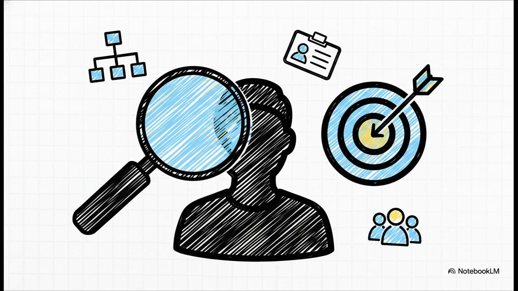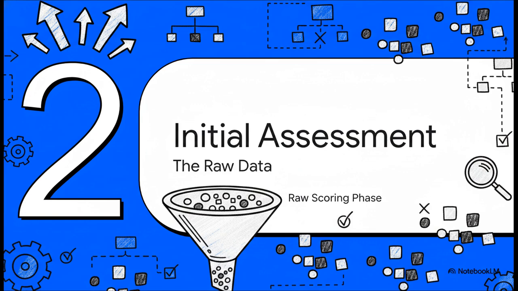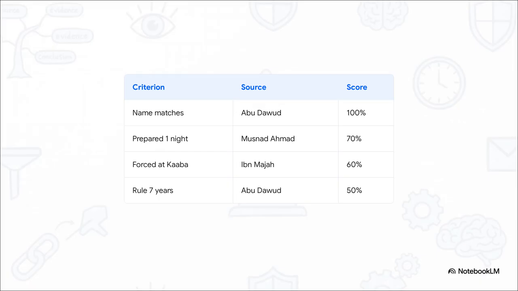But what happens when the criteria get a little more complex? Well, that brings us to the initial assessment. Let's look at the raw data. Let's see what happened when we ran our dataset of 14 criteria through a basic standard scoring phase. And honestly, this brilliantly illustrates the limitations of using a simple checklist methodology. See, when we first scored this, we basically treated every missing item as a negative.